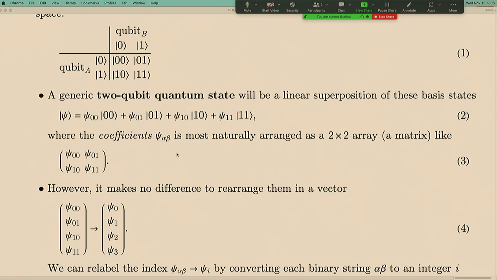call it a matrix. Remember that previously we said that every state is described by a vector. But here, sometimes we don't need to stick to that rule. Sometimes these coefficients for many-body systems can also be arranged as a matrix, or even a higher order tensor. However, it makes no difference to rearrange them as a vector. For example, you can just arrange these matrix elements as a column and call it a column vector, such that the components of the column vector are the corresponding matrix elements.